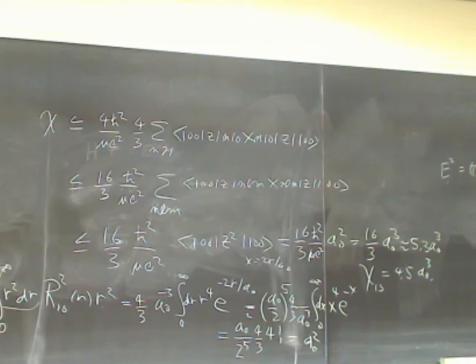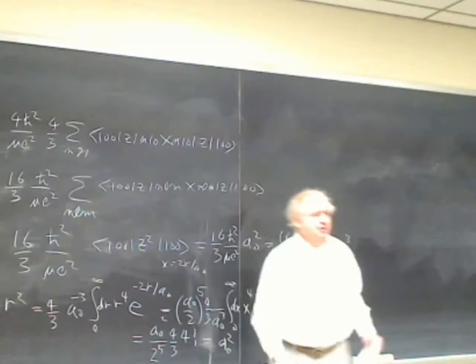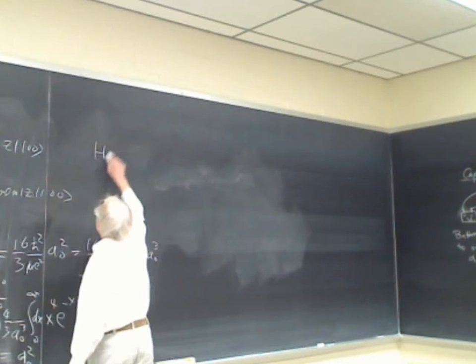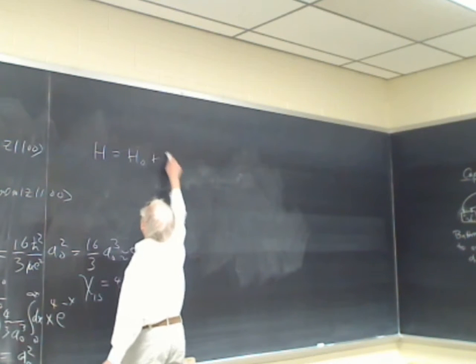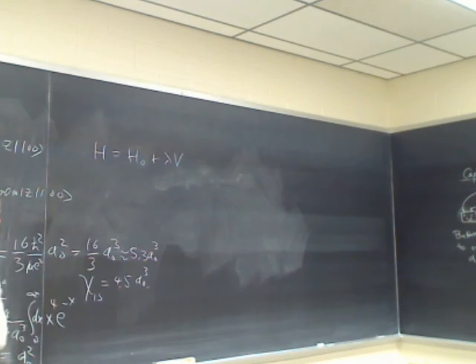So you remember what I told you was the basic way of, let me review what we're going to be doing for degenerate state perturbation. So we have H0 plus lambda V, and the question is, what do you do in non-degenerate perturbation theory?